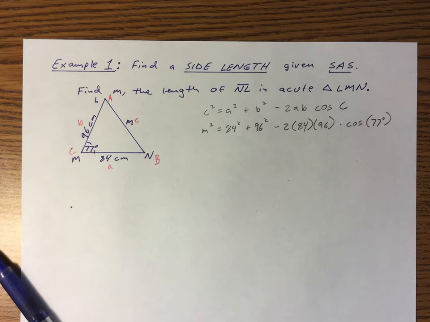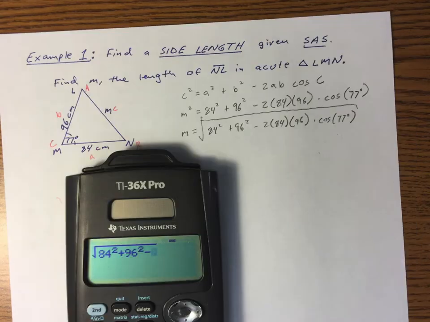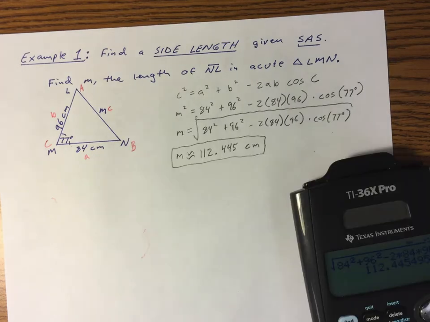I know I've got m squared on the left-hand side, so I can isolate that with the square root. And then you've got to type this monster into your calculator. So I've got the square root of, oh boy, minus that times the cosine of that. And you should get approximately 112.445 centimeters.